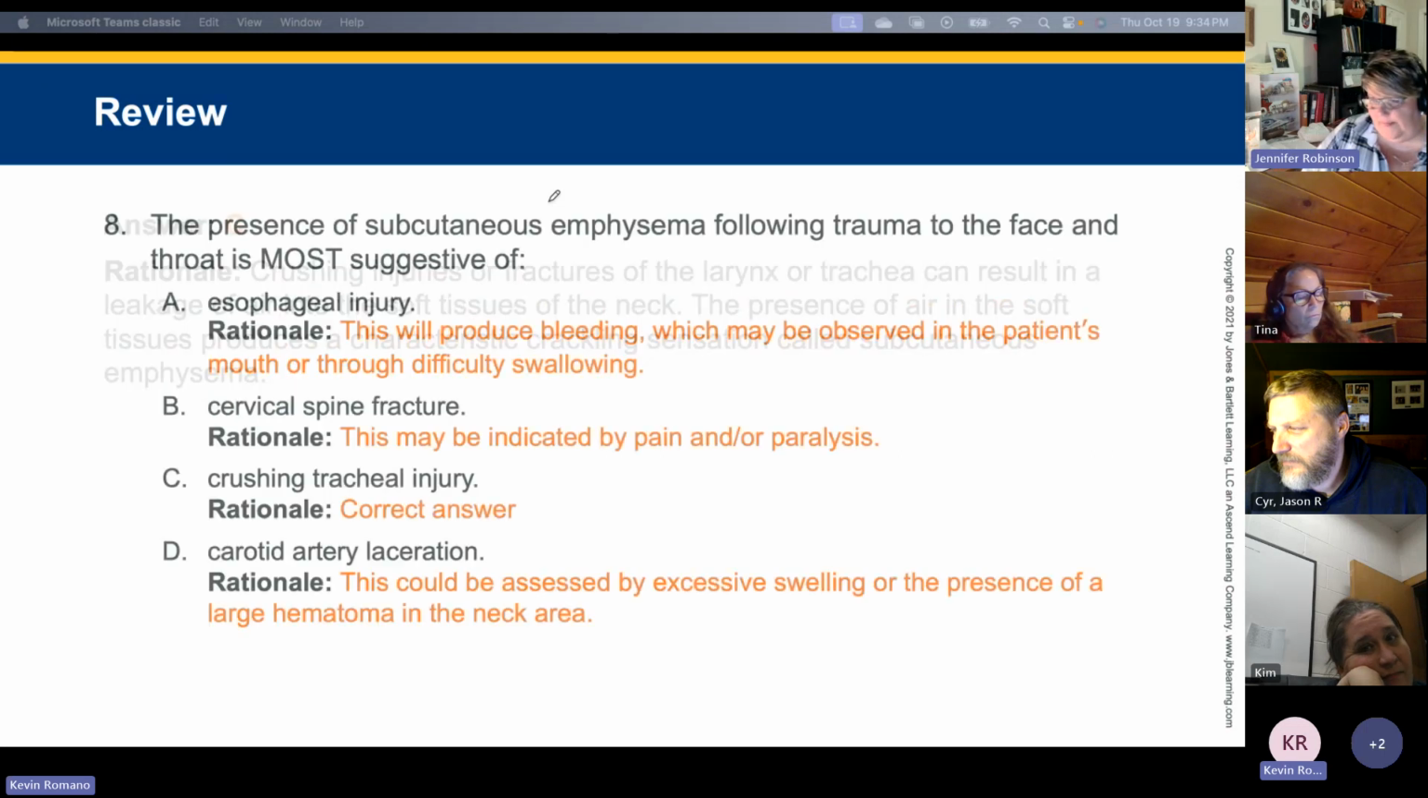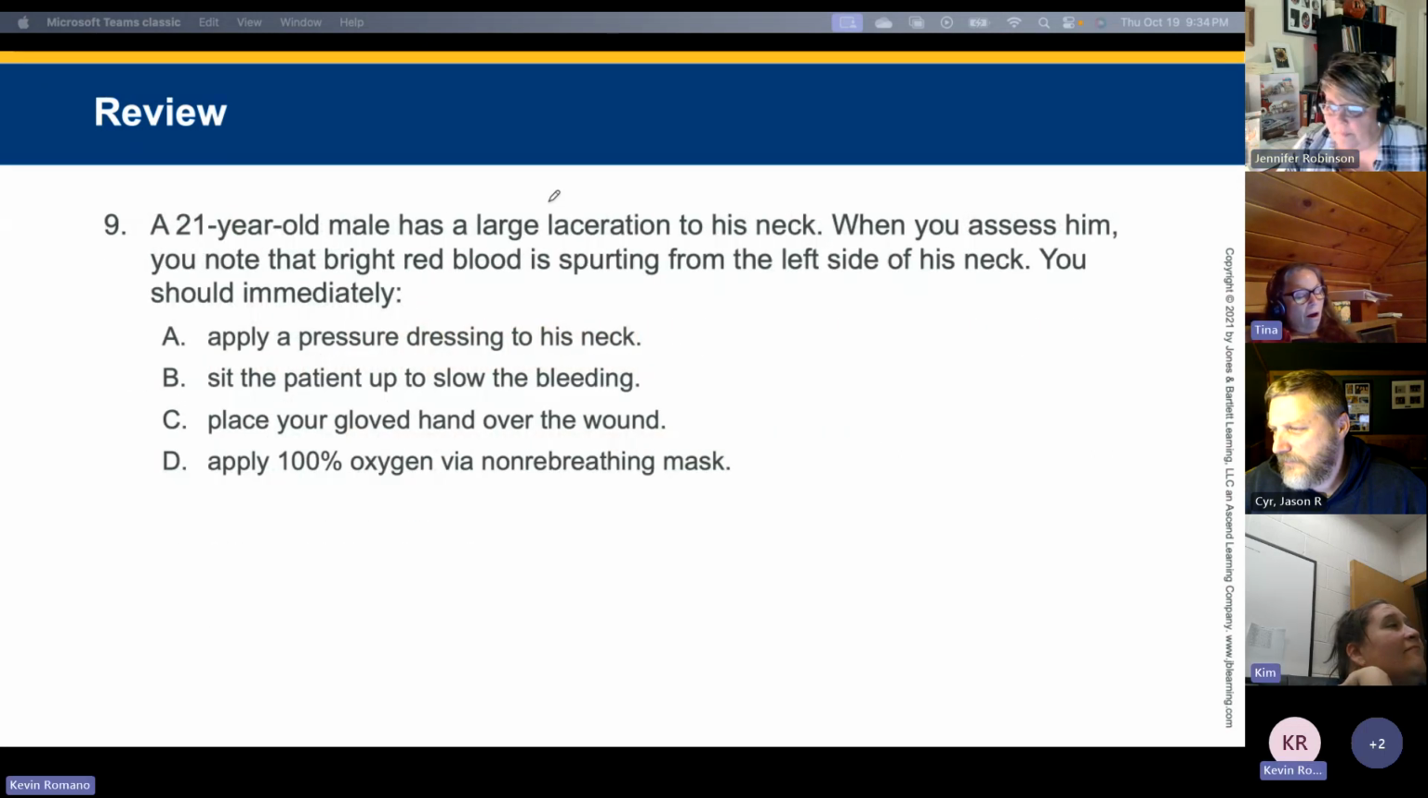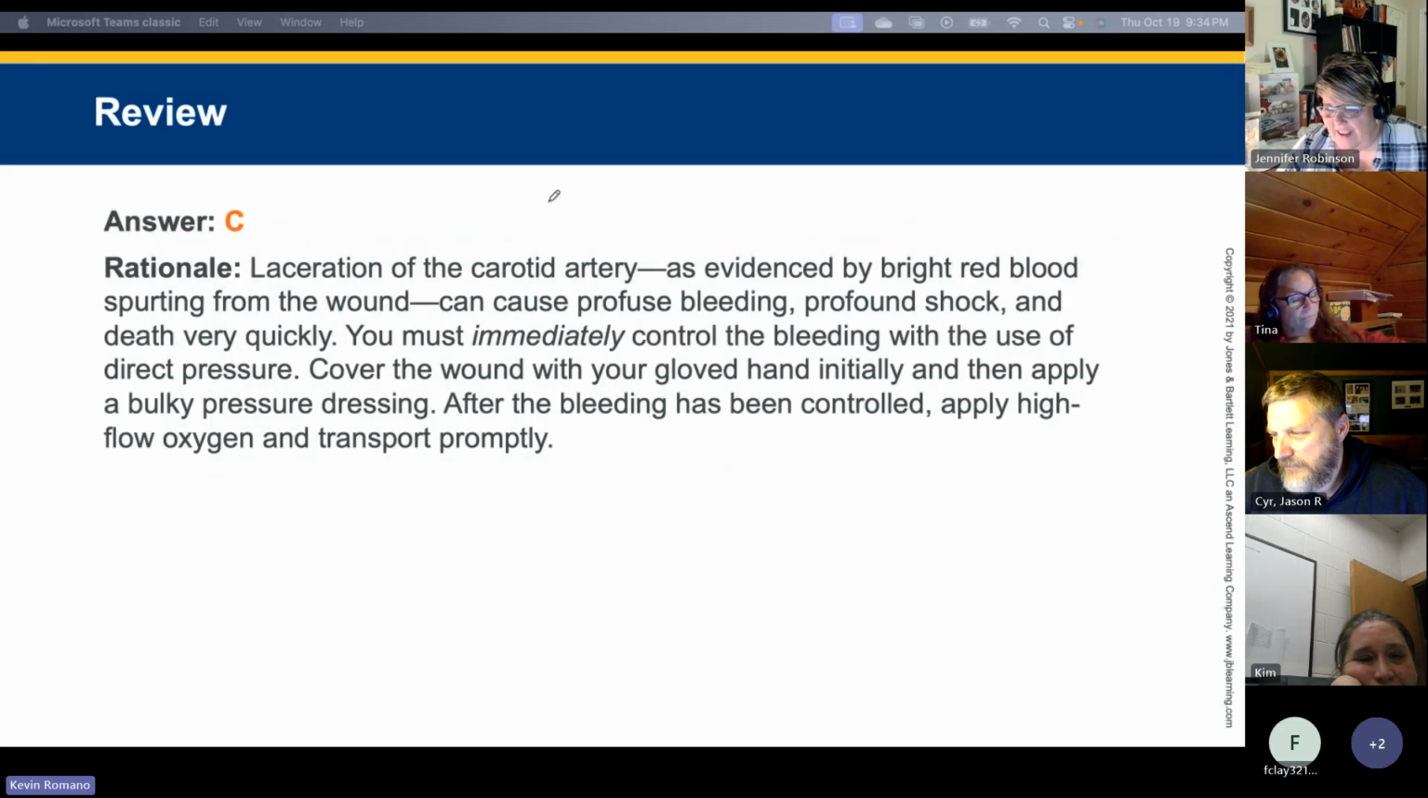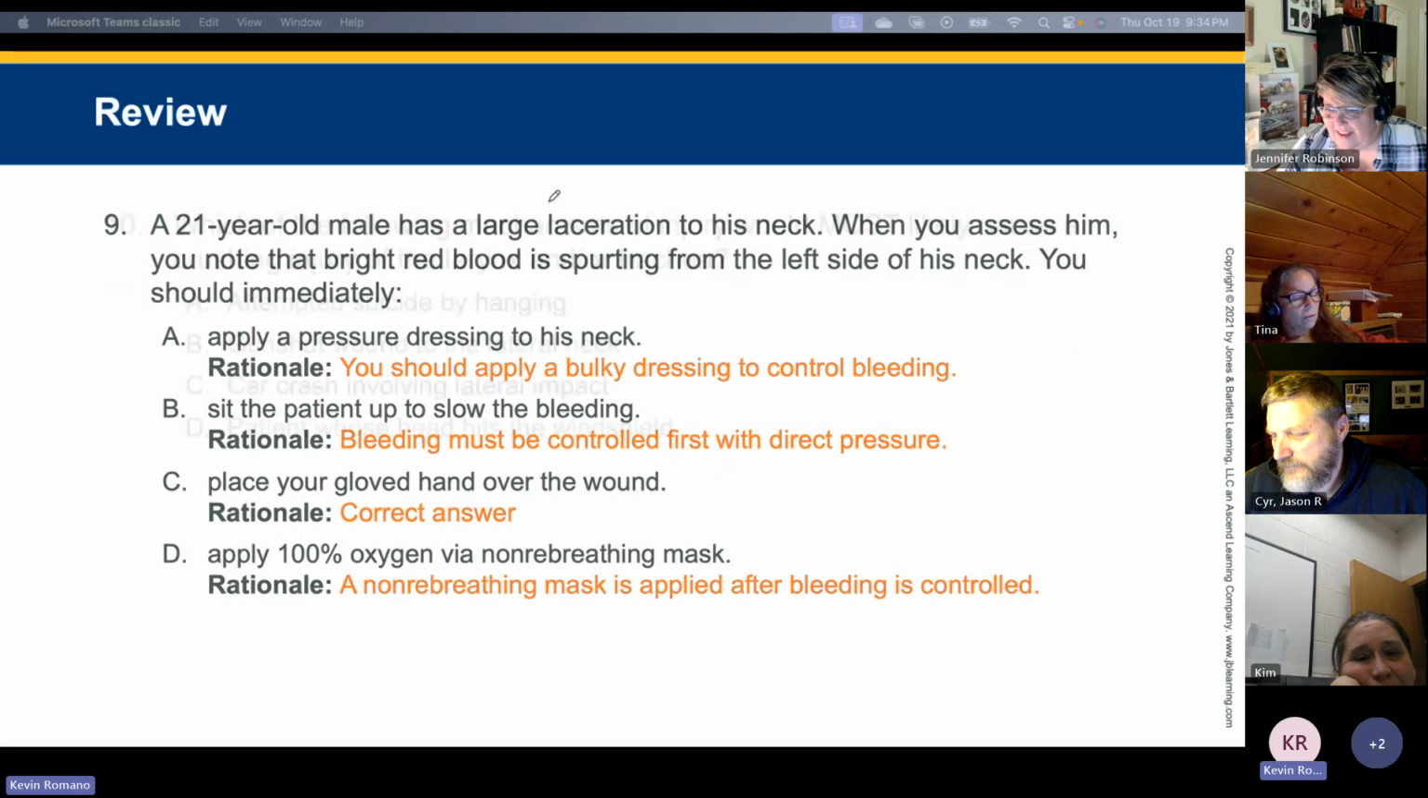A 21-year-old male has a large laceration to his neck. When you assess him, you note that bright red blood is spurting from the left side of his neck. You should immediately do what? Please don't put a tourniquet on. Put your gloved hand over the wound. C. Stop that bleed quickly.